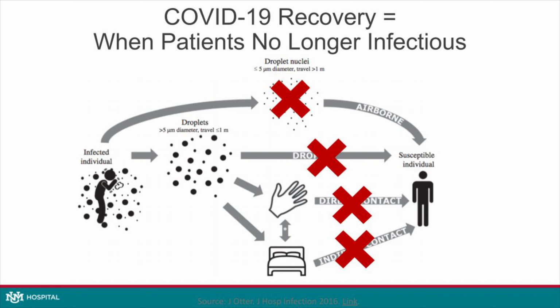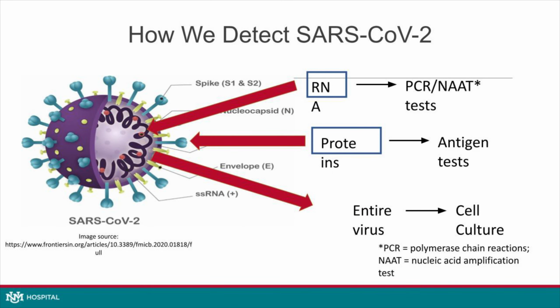So what I'd like to do is take a step back and make sure that a few key concepts are understood before going into the nitty-gritty details of recovery and when people are considered not infectious. I'd like to start off talking about the virus SARS-CoV-2 that causes COVID infection, specifically how we find whether it's present or not. For example, we could look for its RNA, its proteins, or the whole blasted virus.